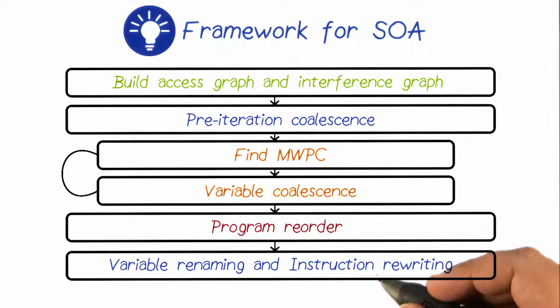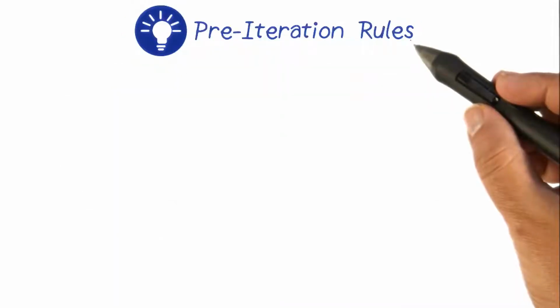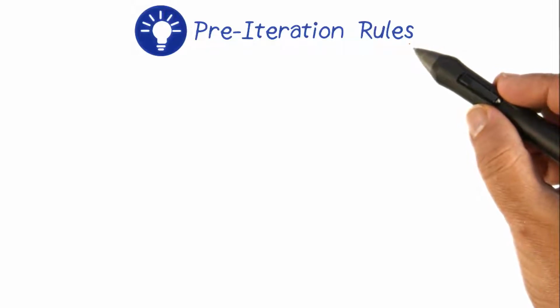Wherever there are uncovered edges in the access graph, we'll have to insert ADARs there, and then we are ready with the code. So the previous slide shows a sketch of the framework that we have implemented in the compiler, and we would like to go over now some critical parts of it. The first part is pre-iteration rules.